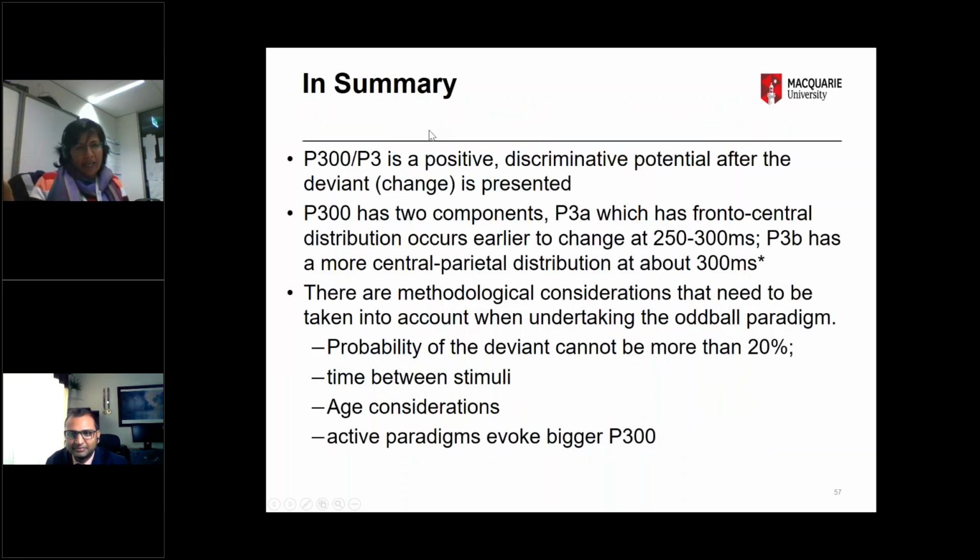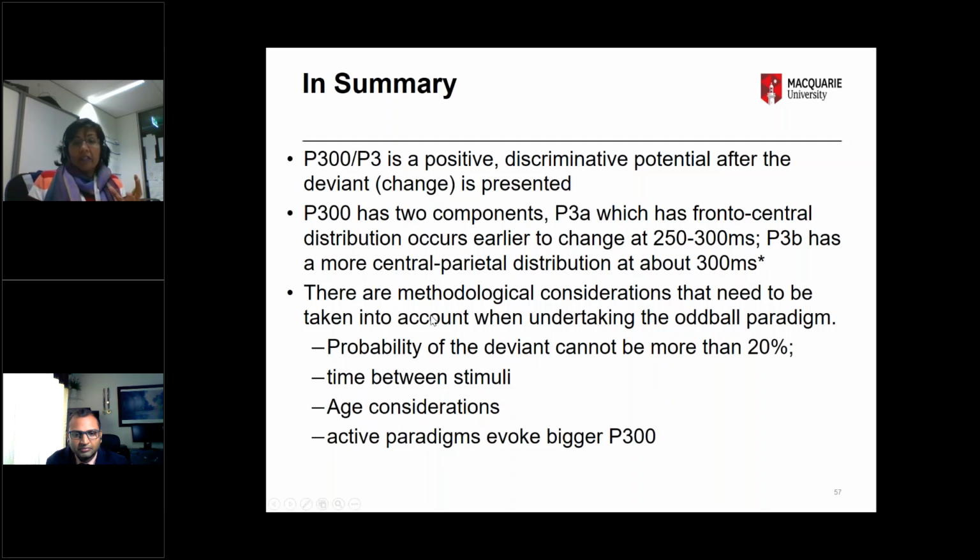So what does this all mean? My last research, I still don't know. We're figuring it out. Ronnie, who's my colleague, keeps asking me what I think it means. I'm not sure yet. But if you collate all the information we've got so far, P300 is a positive discriminative potential. We have two subcomponents, an A, which is more frontal central, and B, which is more central parietal, when you record from FZ and PZ.